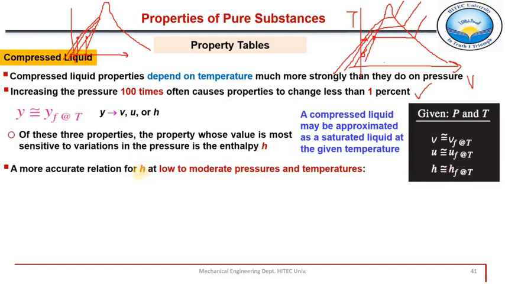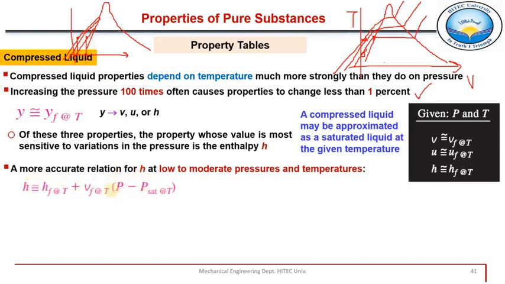So therefore, for H we can modify the same equation as this one. H is not simply Hf at that T. We can say that H is equal to Hf at T plus V into (P minus Psat). That accounts for the effect of pressure, because this point is where we want to find enthalpy, and we are assuming this point to be on the saturated liquid state, but from this point till this point there is a change in pressure, and that change in pressure is accounted for.